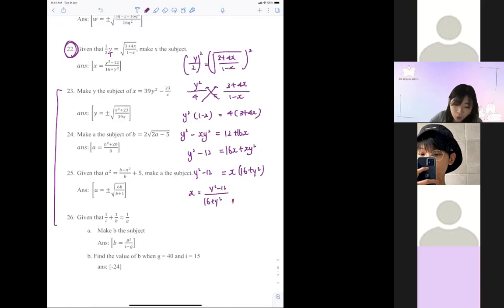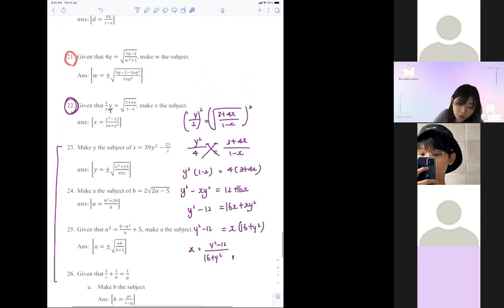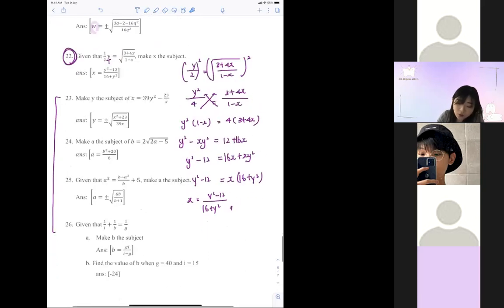Okay, Money. For question 21, you need to square root your answer, okay? They want W the subject, not W square. Then for 22, you cannot have a fraction in a fraction. So your final answer has a fraction. That's why it's a bit weird.